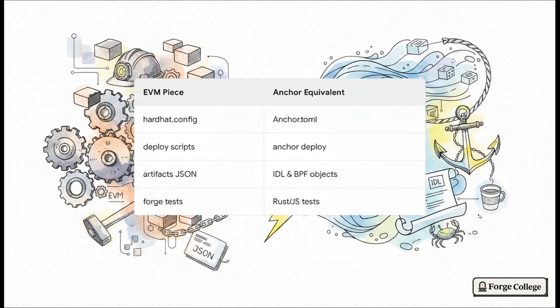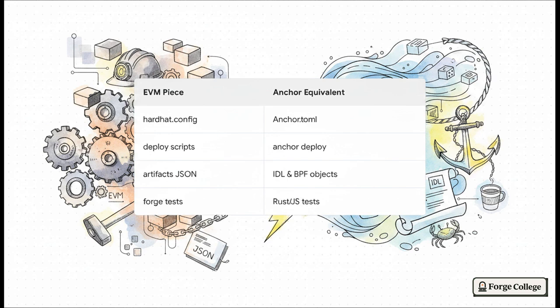On the EVM side, your trusty hardhat.config.js becomes anchor.toml. That's going to handle your network routing and workspace config. Your deploy scripts swap over to the Anchor CLI. But here is the absolute massive paradigm shift.